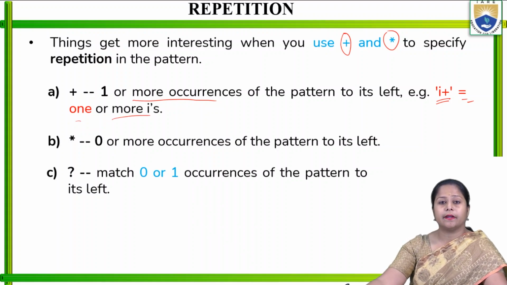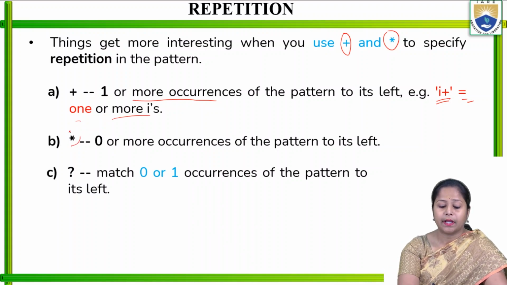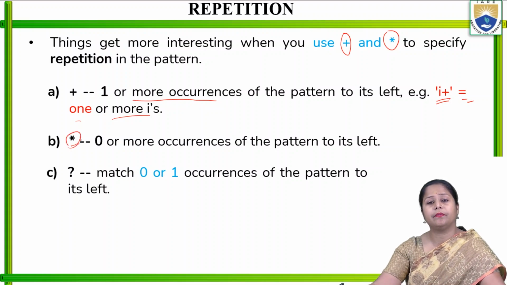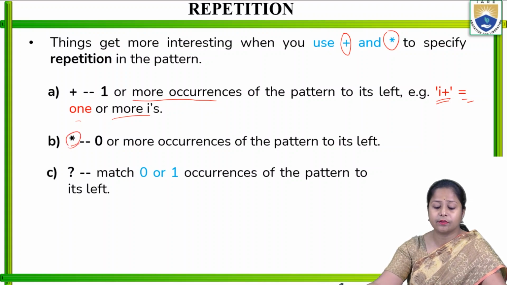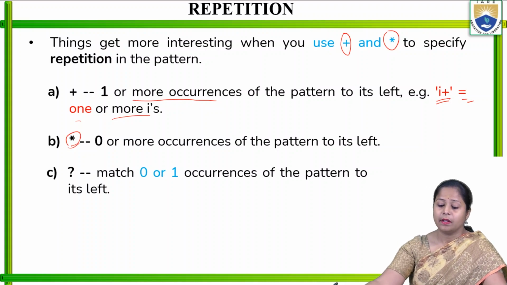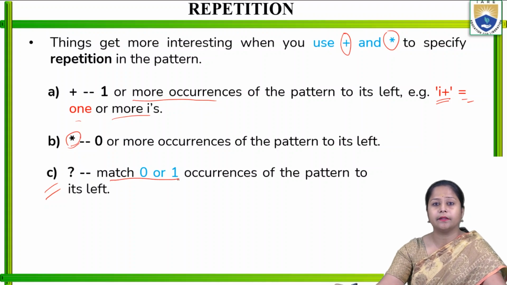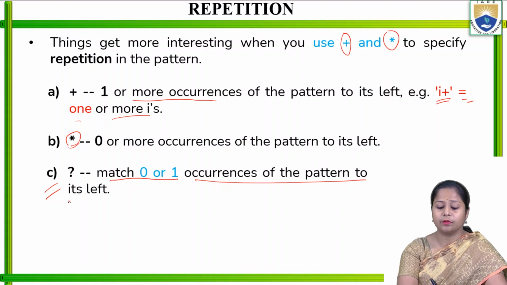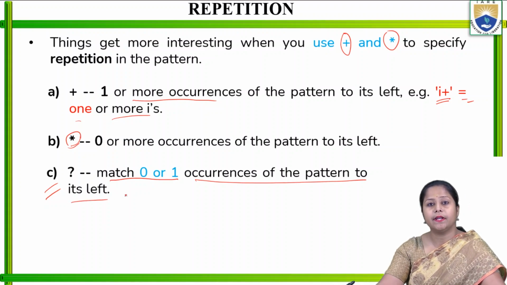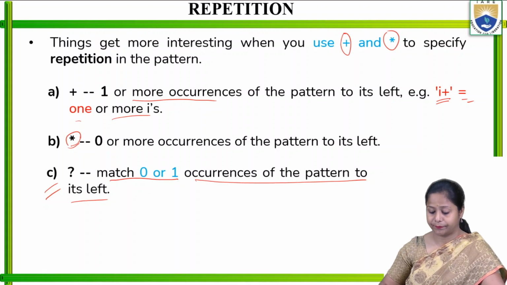In the next example, if I write the asterisk, that is going to give zero or more occurrences of the pattern to its left. Now in the next line, if I write the question mark, it is going to match zero or one occurrences of the pattern to its left. So likewise, it is very interesting whenever we need to repeat the pattern again and again. So we need to consider the plus, asterisk, and question mark.